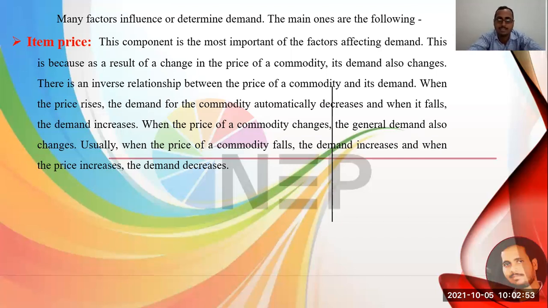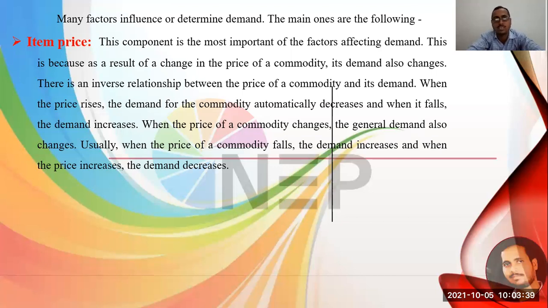When the price rises, the demand for the commodity automatically decreases, and when it falls, the demand increases. It is the opposite order for a price decrease. If the prices decrease, then the consumers are able to purchase a larger quantity of the commodities. So due to decreasing prices, the purchasing capacity increases, and hence it positively affects the quantity demanded of the commodity. So we can say, when the price of a commodity changes, the general demand also changes. Usually, when the price of a commodity falls, the demand increases, and when the price increases, the demand decreases.